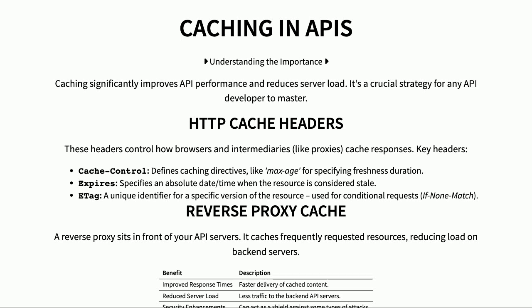Finally, CDNs take things even further by distributing content across the globe, ensuring that users get it as quickly as possible. Mastering these techniques can make a huge difference in how fast and reliably your API works.